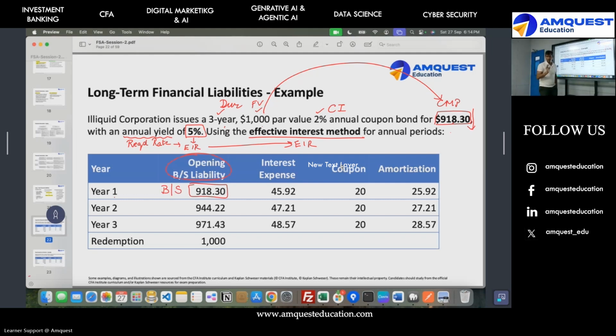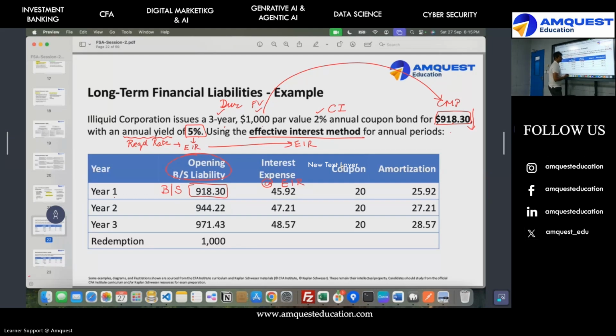Clear? Now, you need to do 2 things every year. Only 2 things every year. What are those 2 things? You will record interest expense every year using which method? Effective interest rate method.